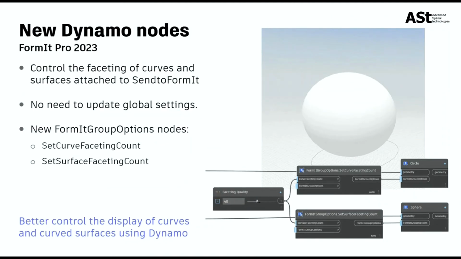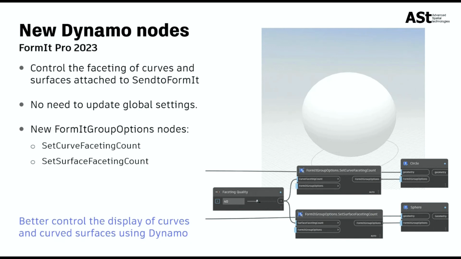Added functionality here is the ability to control the display of curves and curved surfaces using Dynamo. So we've added two new FormIt group option nodes to control the faceting of curves and surfaces attached to send to FormIt nodes. So these new set curve faceting and set surface faceting nodes will override the global curve and surface faceting settings in the edit preferences units plus accuracy dialog.